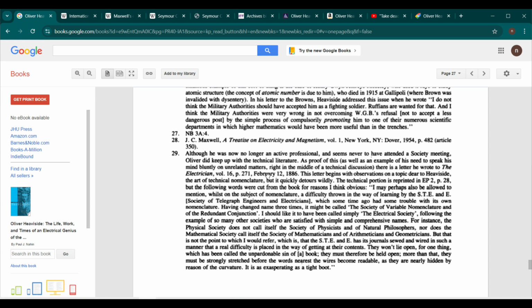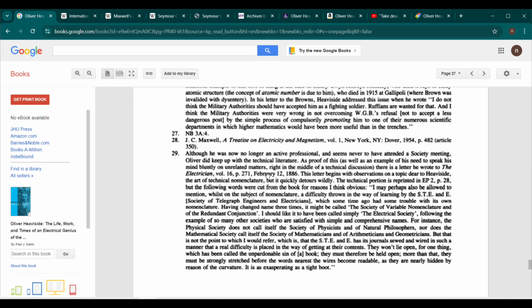And he goes on. So this is all part of the quote. For instance, Physical Society does not call itself the Society of Physicists and Natural Philosophers, nor does the Mathematical Society call itself the Society of Mathematicians and Arithmeticians and Geometricians.